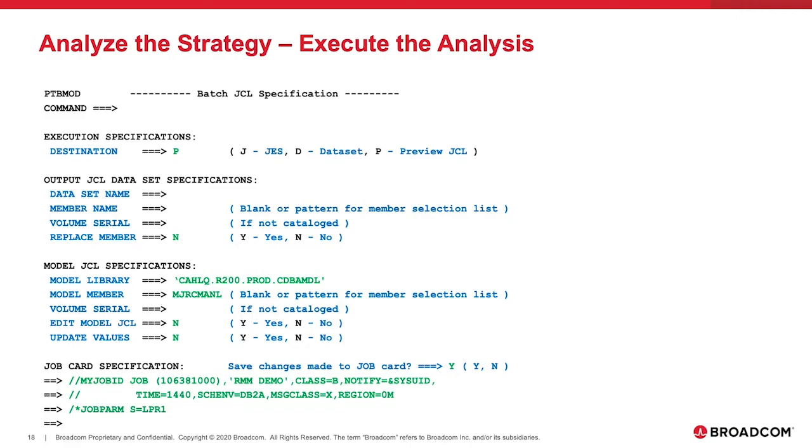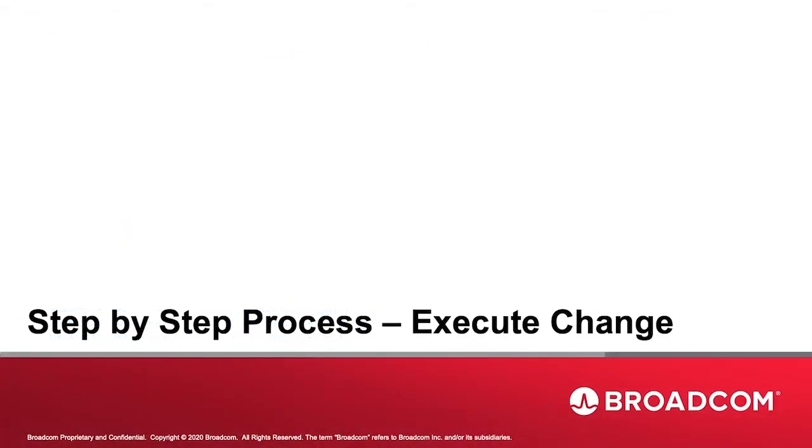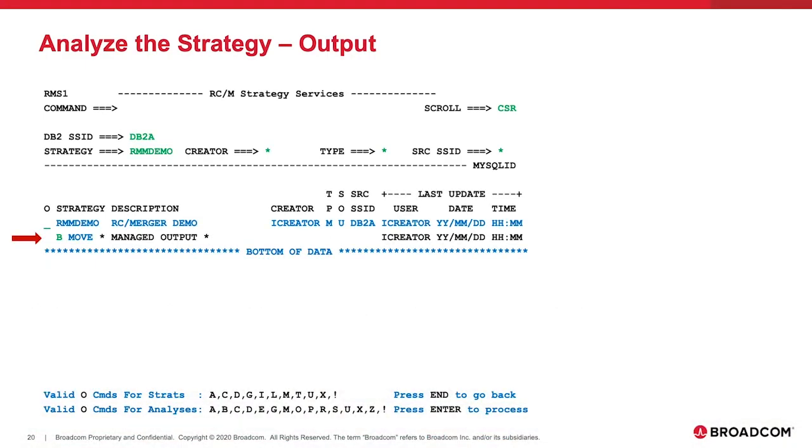The last phase is to execute the analysis to actually implement the changes or the migration that we are requesting. Back at the Strategy Services main menu, we can see that we now have a new item in the list. We have completed a move analysis for RC Merger, and we can browse this output with a B. As you scroll through the report, you will see your analysis options and the global changes showing what will change from the source to the target.